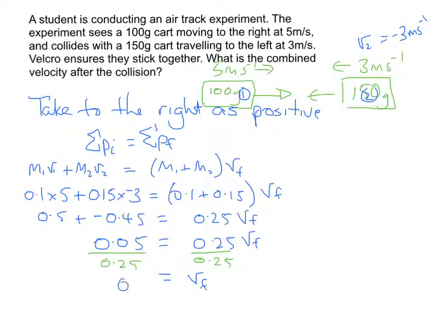positive 0.2. Now, because it's positive 0.2, we said at the start we're taking to the right as positive, so that'll tell us that our final velocity is equal to 0.2 metres per second to the right.